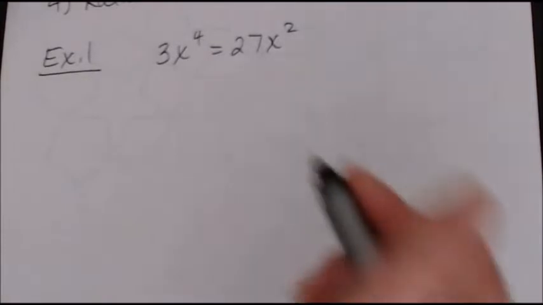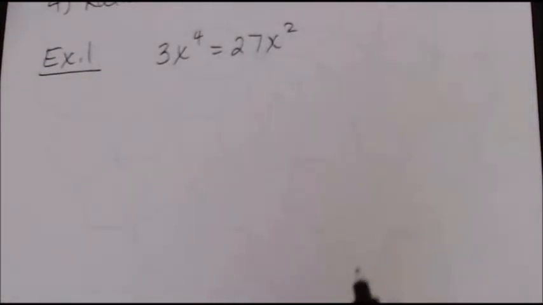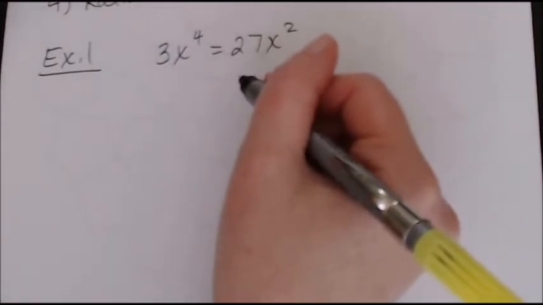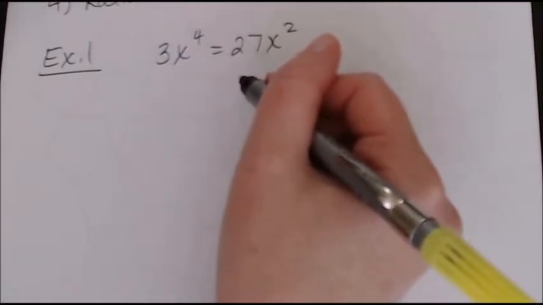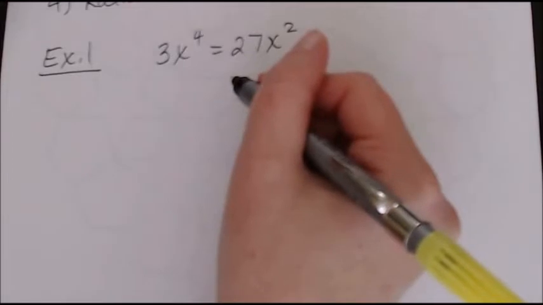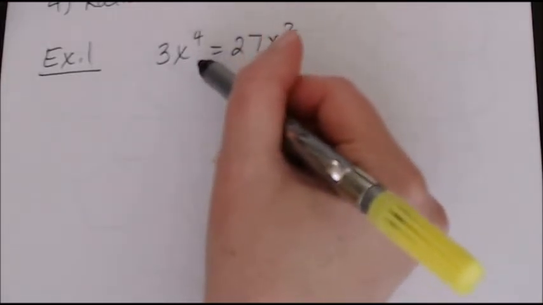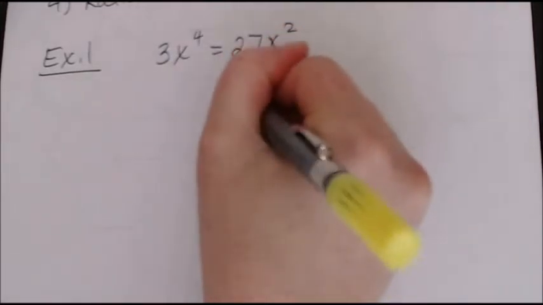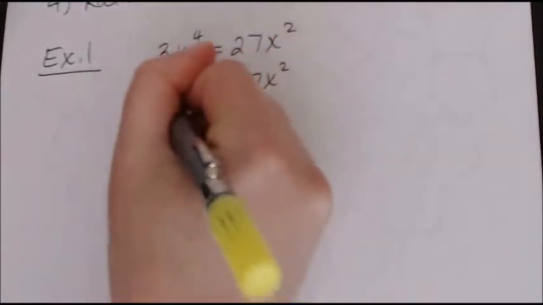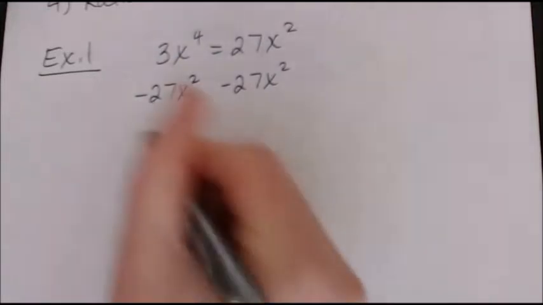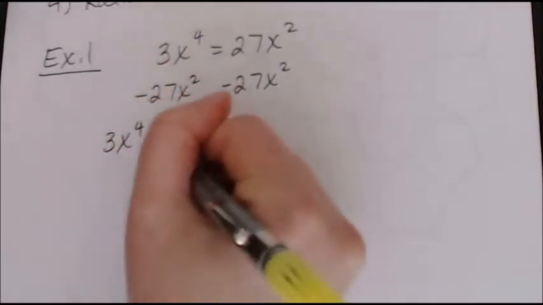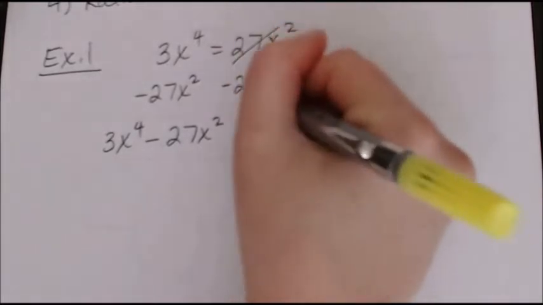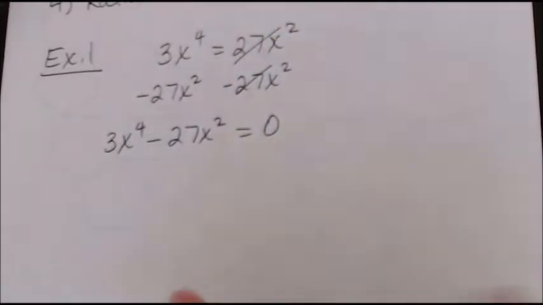Instead, what you want to use, remember, is the zero product property. We did this when we solved quadratic equations by factoring. So we want to get everything equal to 0 and factor. You want to try to make the term with the highest degree term as positive. So since that's on the left side, I'm going to go ahead and move the 27x squared over to the left side. And so we have 3x to the 4th minus 27x squared equals, of course these go away, we want it equal to 0.